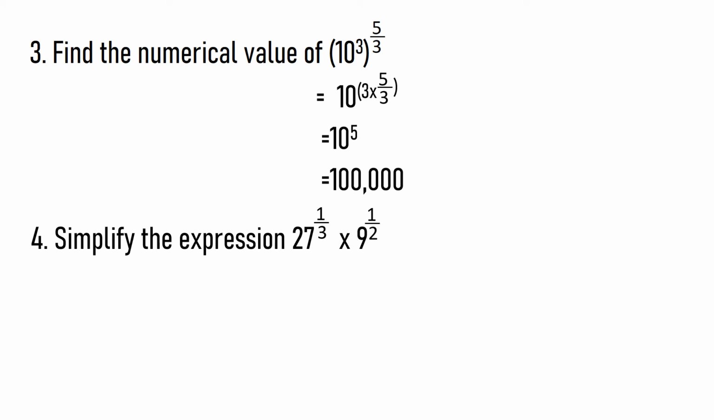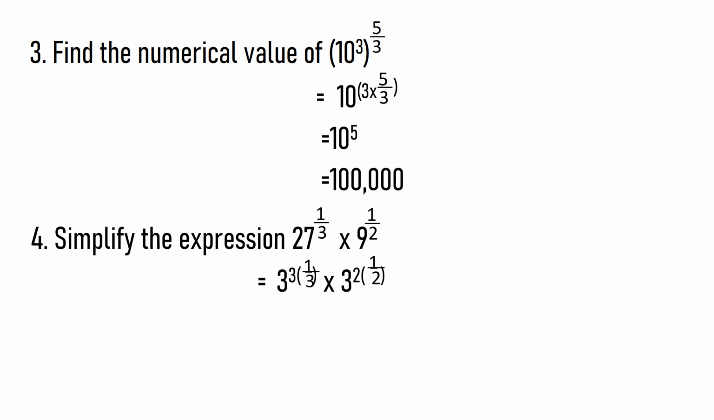Since the bases are not the same here, there is no way we can add the powers, but we can see 27 and 9 are both products of 3. So they can both be expressed in terms of 3 so that the base is common. So 27 is the same as 3 power 3. So we have 3 power 3 into 1 over 3, times 9, which is the same as 3 squared. So 3 power 2 then into a half.